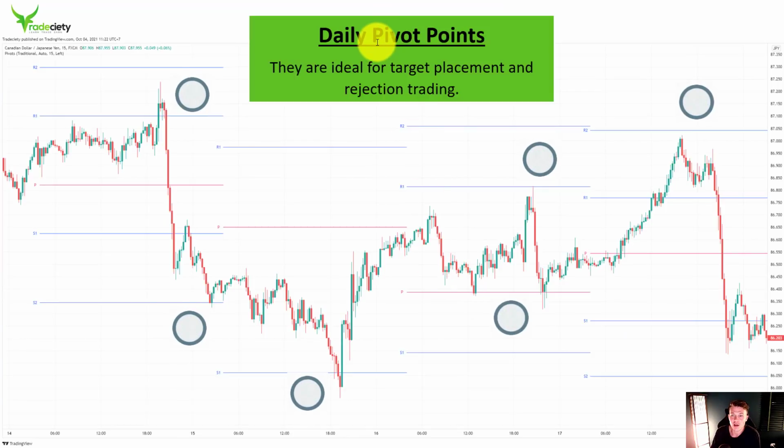Second, you need to have your daily pivot points on your charts. If you're a day trader, daily pivot points, and if you're a swing trader, we will cover the weekly pivot points as well in a moment. But the daily pivot points consist of your central pivot point. This is the central line here in red, it's just called P. And then you have pivot points above and below the central pivot point labeled R1, R2, S1, and S2.